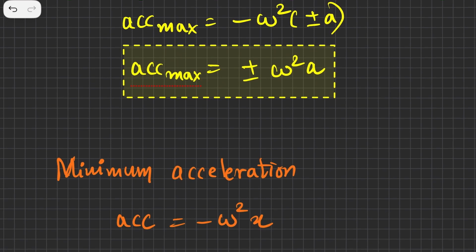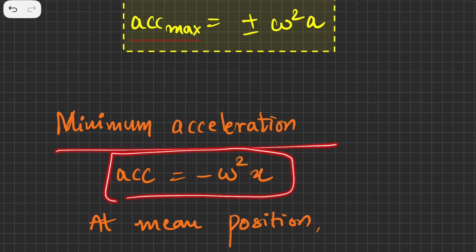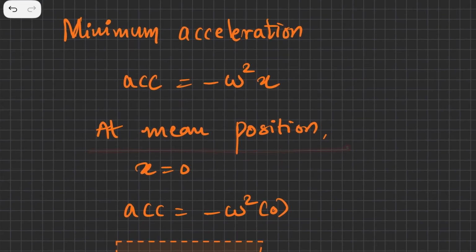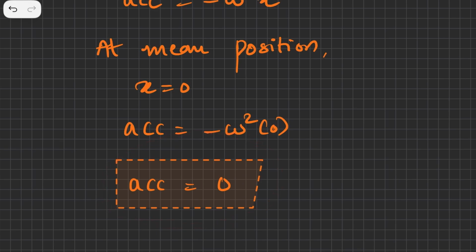Now for minimum acceleration, I just have to do it for mean position. So for minimum acceleration, the basic formula is acceleration equals minus omega square x, and I am doing it for mean position. So at mean position the value of x is 0. You can just rewind the video and see the diagram and you will find out x is equal to 0 is at the mean position. So if x is equal to 0, 0 into anything goes to 0. So everything goes to 0 and I get acceleration to be 0.